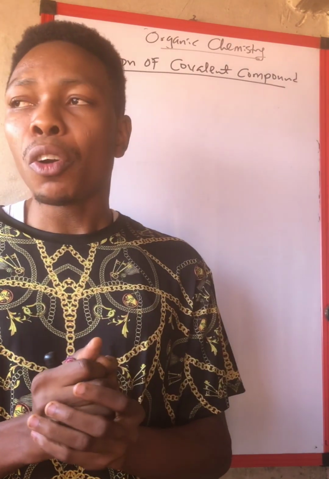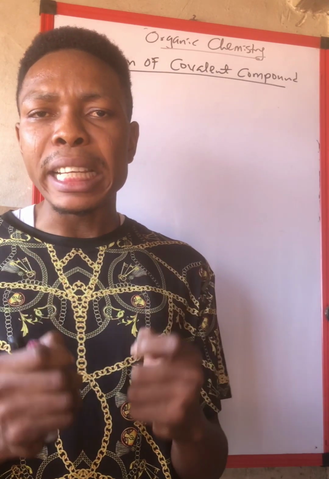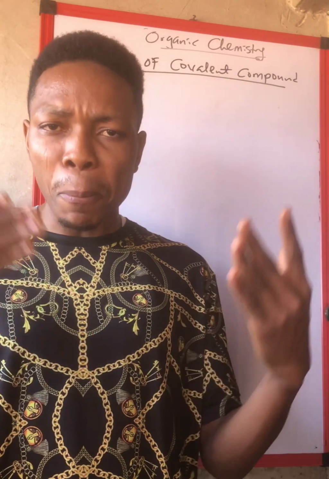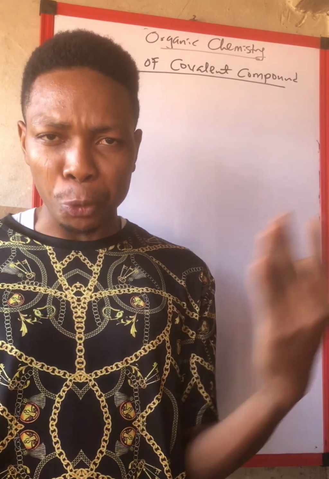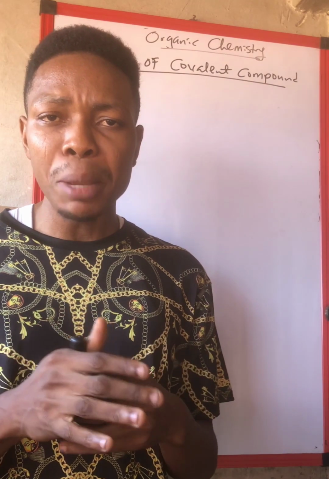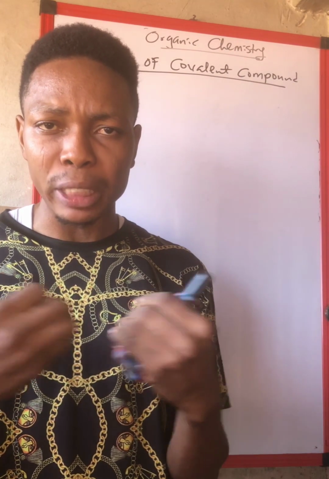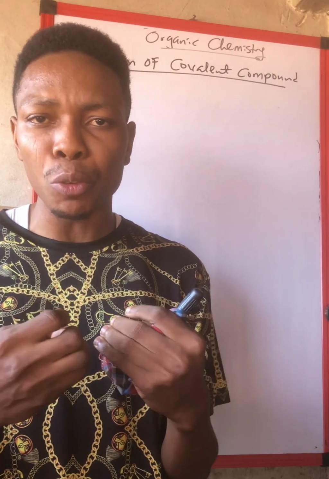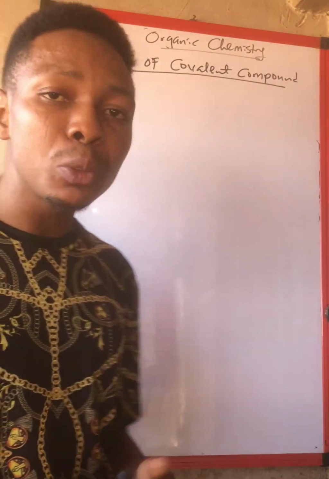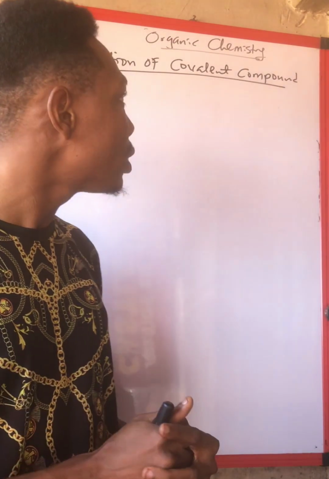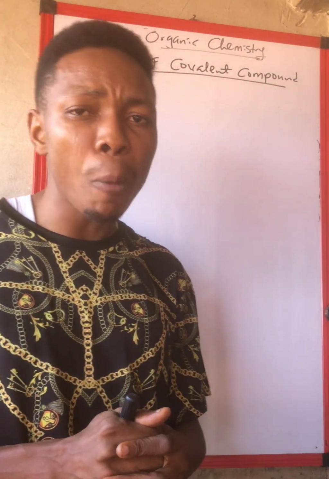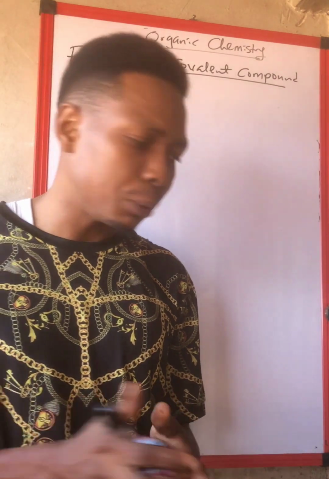Now, for an atom to obtain its octet structure, what happens? The elements must react together. Covalent bonding involves the sharing of electrons between atoms of nonmetals. So by God's grace, today we'll take a series of questions on the formation of a covalent compound, or covalent bonding.